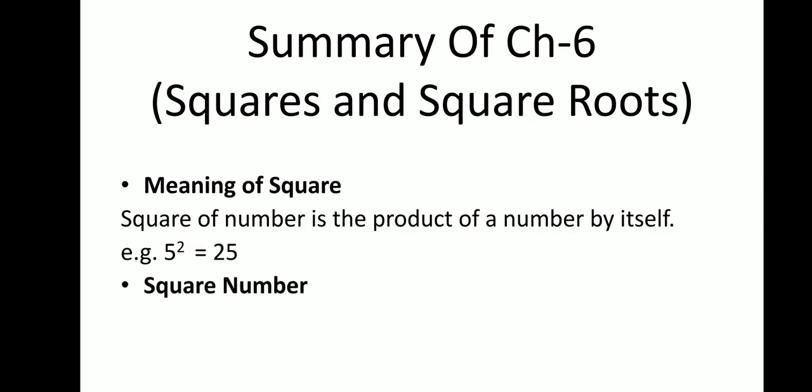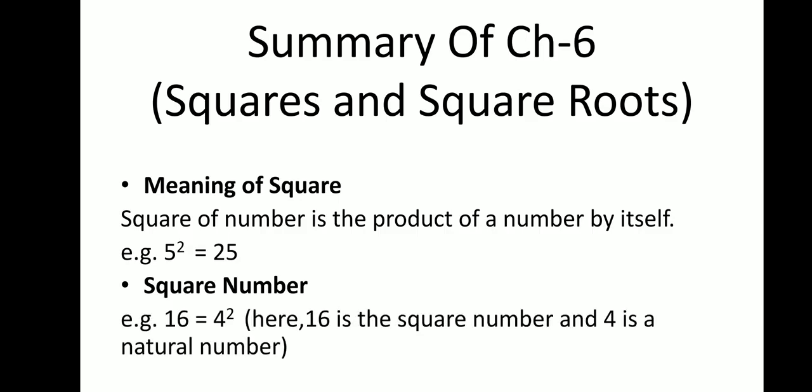Coming to square numbers. What do you mean by square numbers? Squares of natural numbers are called square numbers or perfect squares. For example, in the above case, 25 is the square number and 5 is a natural number. Another example is 16 is equal to 4 square. Here, 16 is the square number and 4 is the natural number.